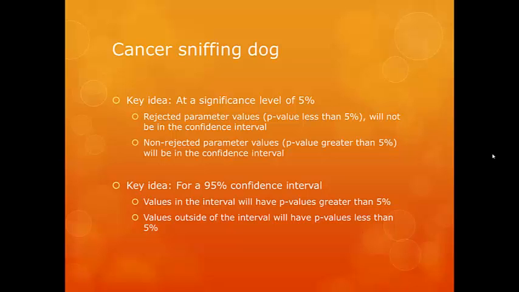Looking at this from the other perspective, if you have a 95% confidence interval, then you know that any values in the interval, if you did a test of significance on those values, will yield p-values greater than 5%, whereas values that are not in the confidence interval will yield you p-values less than 5%.